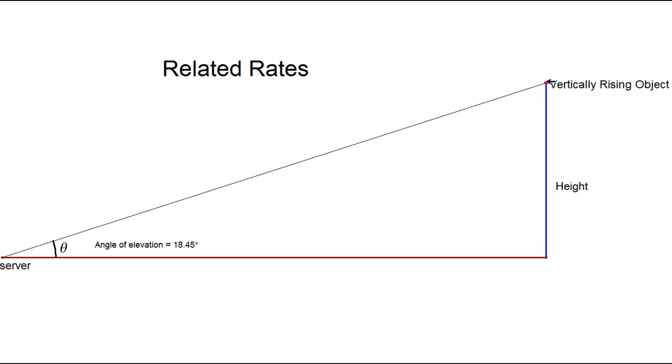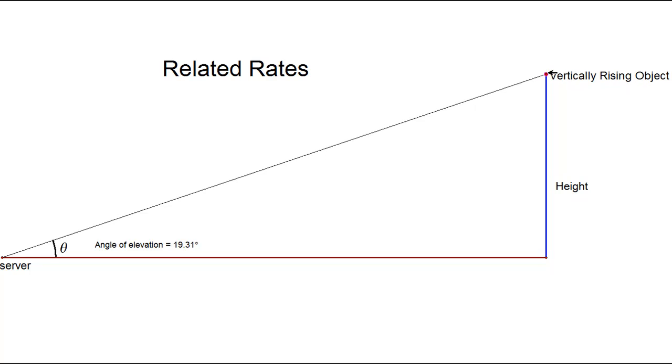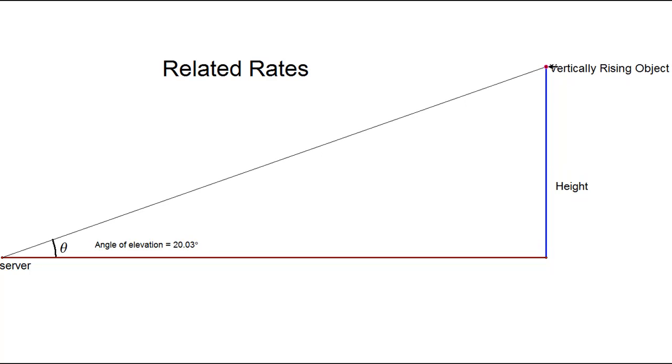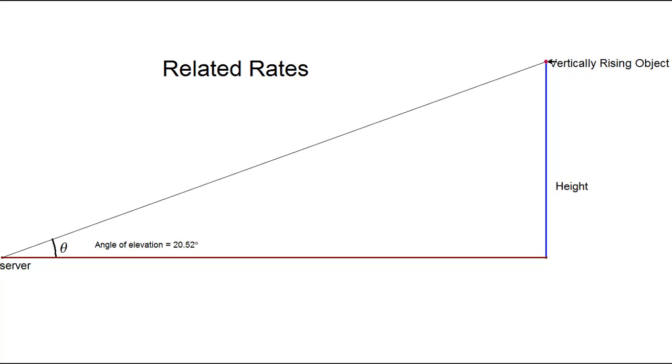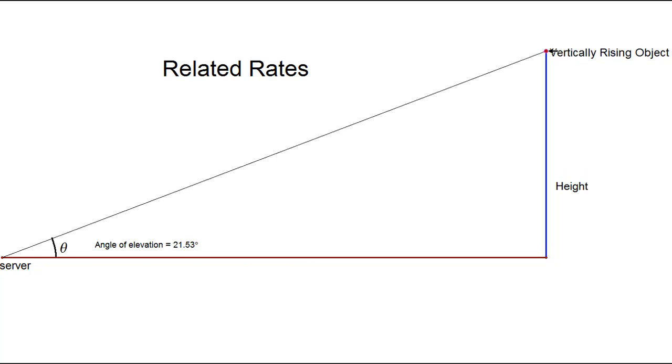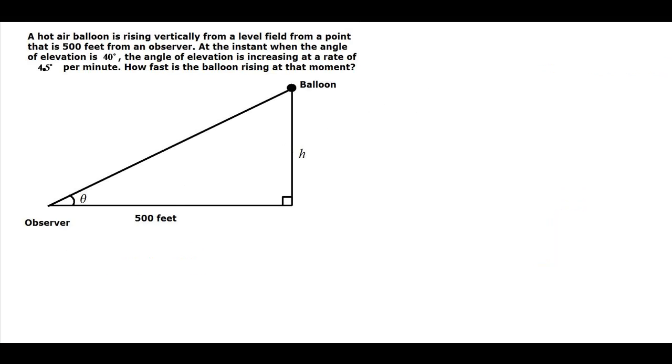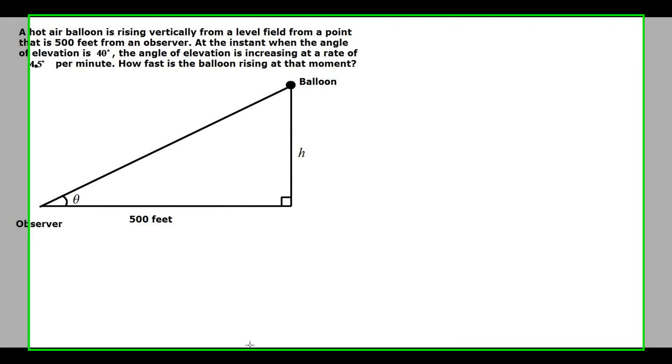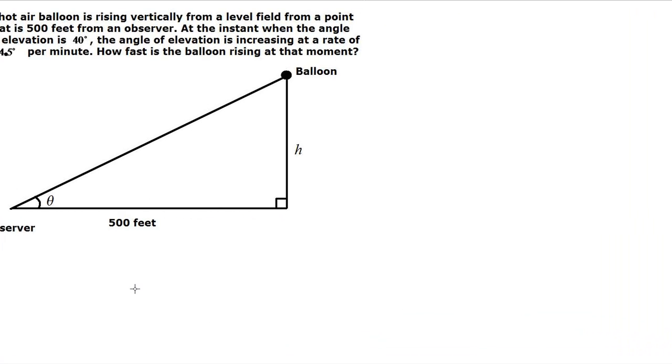All right, and if we can compute or monitor the rate of change of the angle of elevation, then that will give us the rate of change of height at a particular instant. All right, so this is the way we will compute related rates. So let's take an example to discuss the rise of an object and apply the related rates calculation.